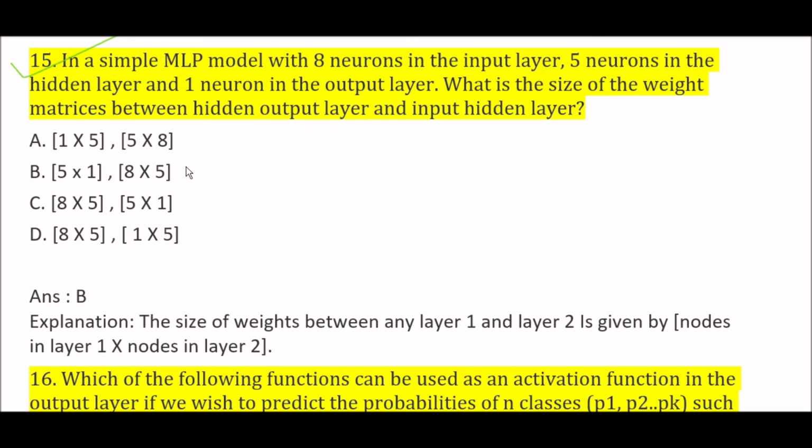5 into 1 and 8 into 5 respectively is the correct one, because the size of weights between any layer 1 and layer 2 is given by nodes in layer 1 multiplied by nodes in layer 2. This is the size for the 5 neurons in the hidden layer and 1 neuron in the output layer.